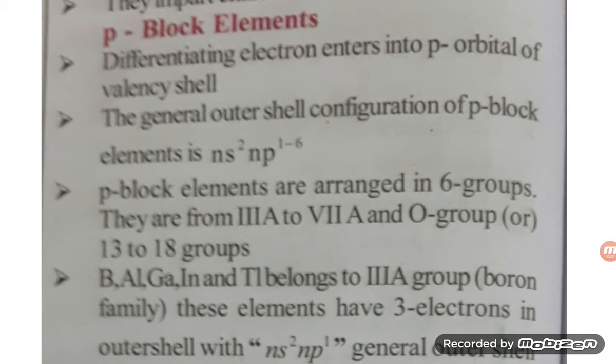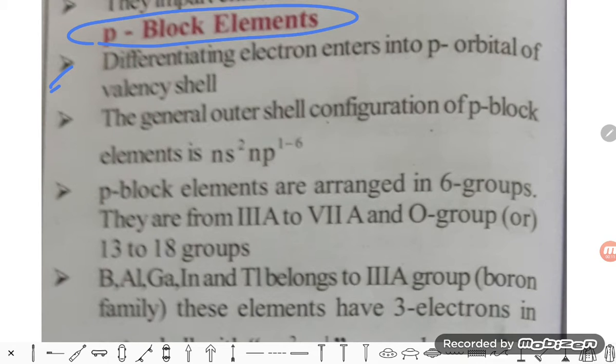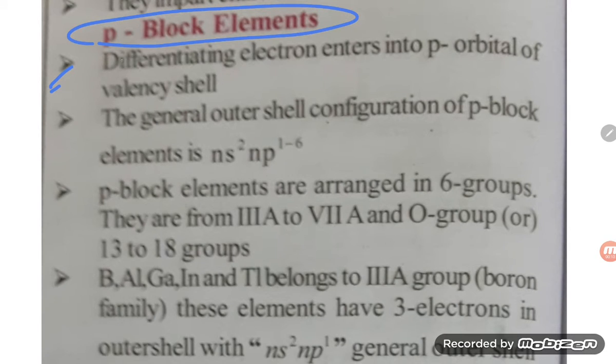Hello, good morning, students. Now let us see the general characteristics and properties of p block elements. Point by point, we are going through it for NEET and JEE students. What is the first point? Differentiating electrons enter into the p orbital of the valence shell.